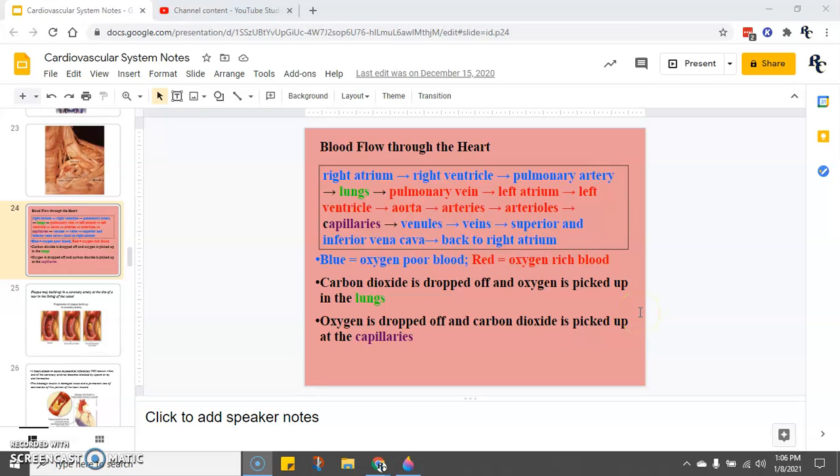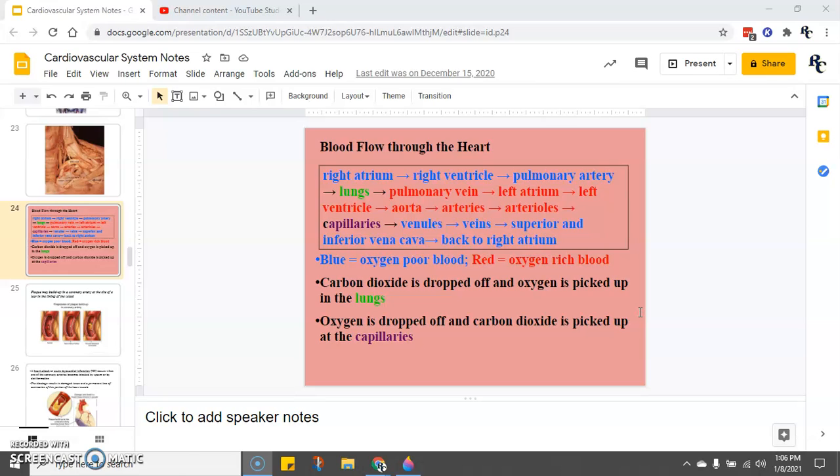All right, part two of our cardiovascular system notes. Hopefully in the first part you learned about the structure of the heart, you learned about the chambers of the heart, the atria and the ventricles. You also learned a little bit about the blood vessels. Now we're going to put all that knowledge into play, all right?